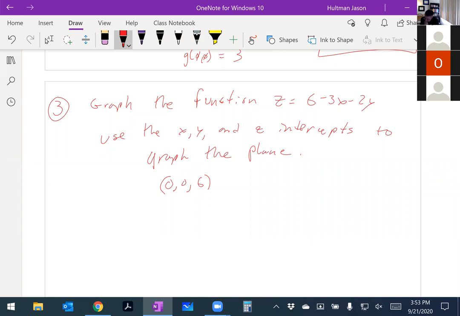Okay, what if y and z were 0? What would x be? Okay, so we would want something comma 0, 0. All right, let's put in 0. So 0 is equal to 6 minus 3x minus 2 times 0, right? We would get 6 minus something is equal to 0. Well, that something has to be 6.